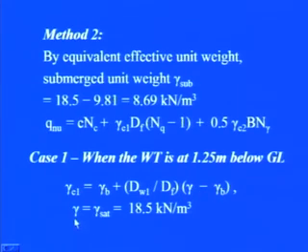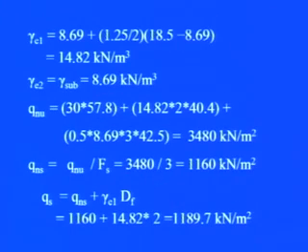Here gamma b is the gamma submerged, gamma equal to gamma saturated, that is given as 18.5 kilonewton per meter cube. So, gamma E1 is determined as 8.69 plus 1.25 by 2 times (18.5 minus 8.69) using the formula. So, we get this gamma E1 as 14.82 kilonewton per meter cube. Gamma E2 is nothing but gamma submerged in this case, it comes out to be 8.69 kilonewton per meter cube. So, when we substitute all these values along with the bearing capacity factors, we find out q net ultimate, that comes out to be 3480 kilonewton per meter square, and q net safe as q net ultimate divided by factor of safety as 1160 kilonewton per meter square, and hence q safe as 1189.7 kilonewton per meter square.